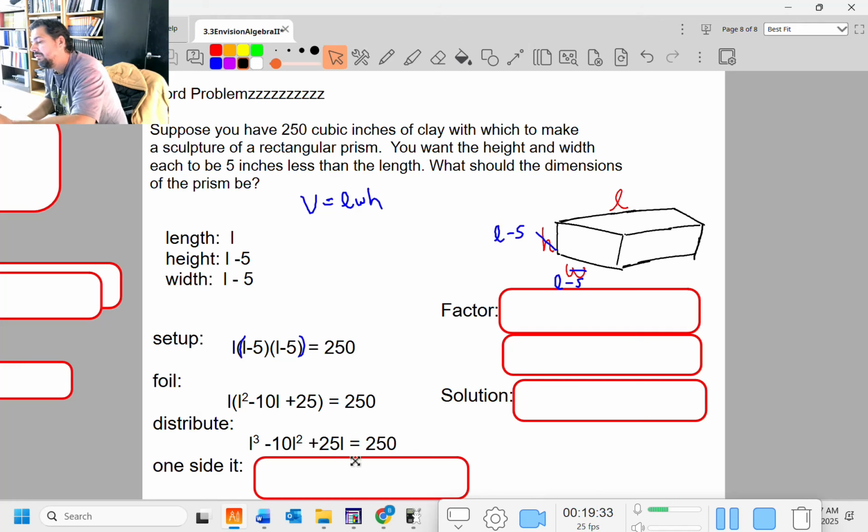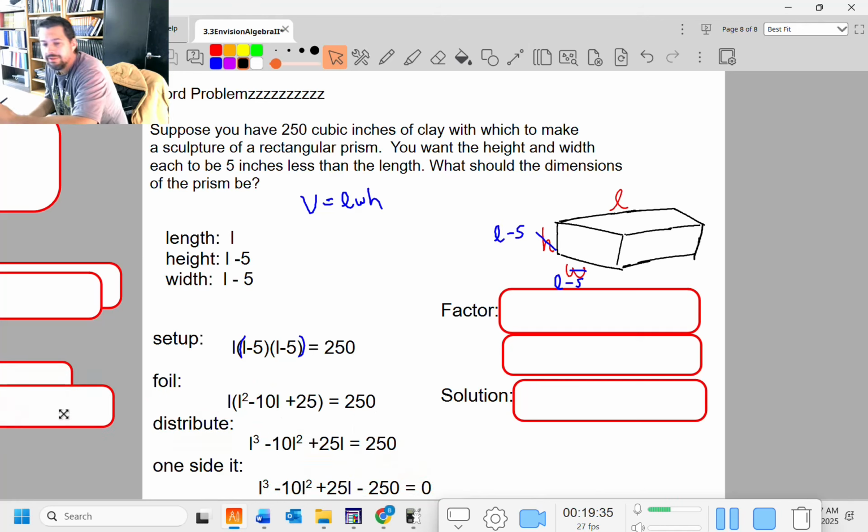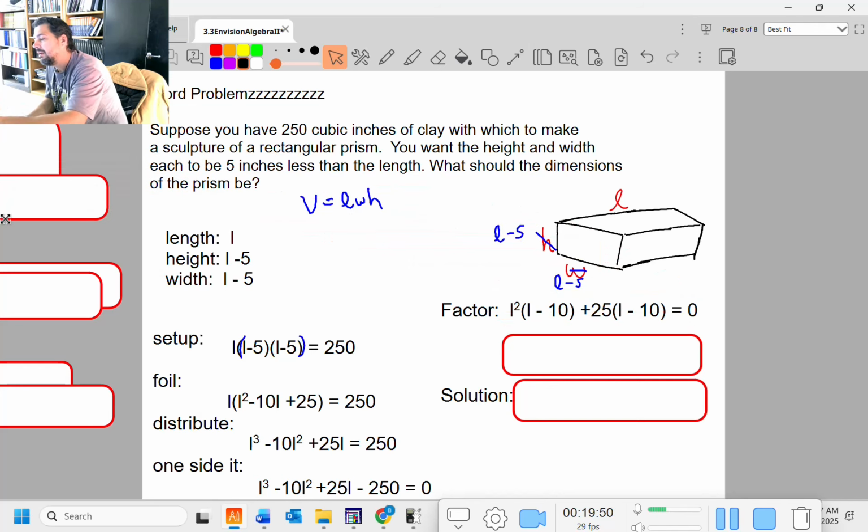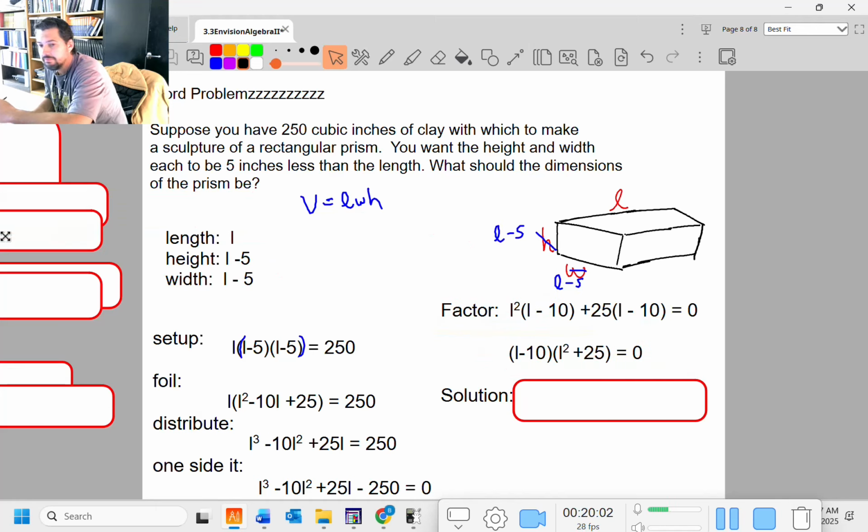We would shift that 250 to the left to get a 0 on the right-hand side. This does factor. If you look at these first 2 pieces, they both contain an L squared. And if you pull an L squared, you're going to have L squared times L minus 10. And if you pull a 25 from both pieces on the end of it here, you can have 25 times L minus 10. So the common factor is going to be L minus 10, and then you're also going to have L squared plus 25.